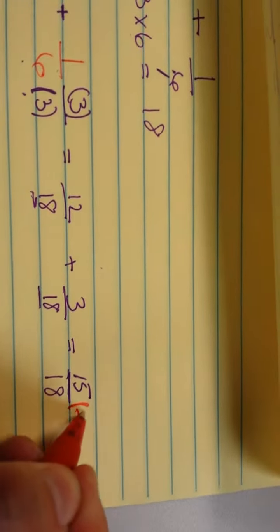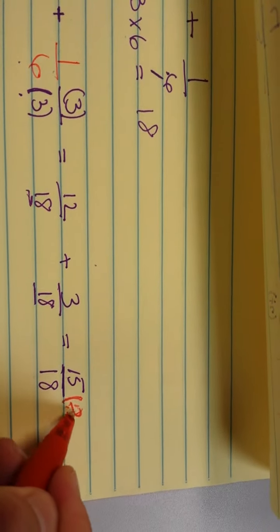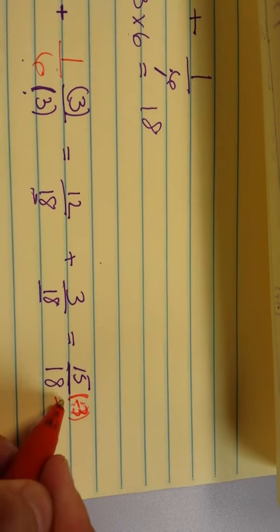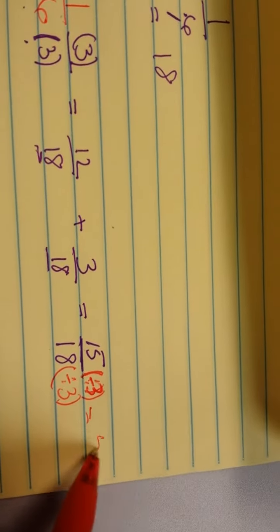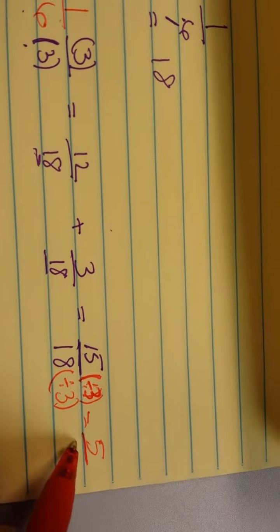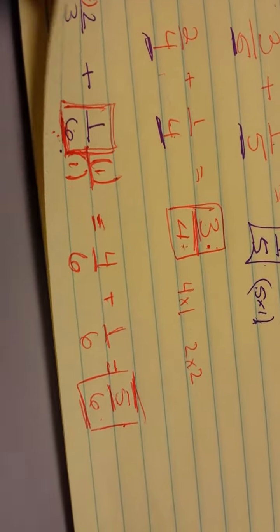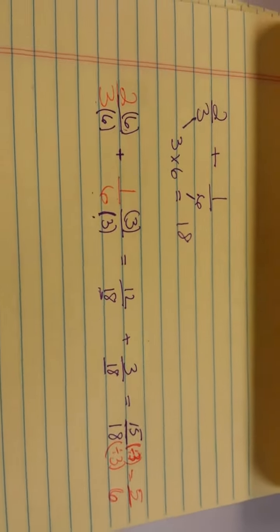So we're going to divide by 3, divide by 3. 15 divided by 3 is 5. 18 divided by 3 is 6. And that's the same as we got on this one. So 5/6, and focus, 5/6.